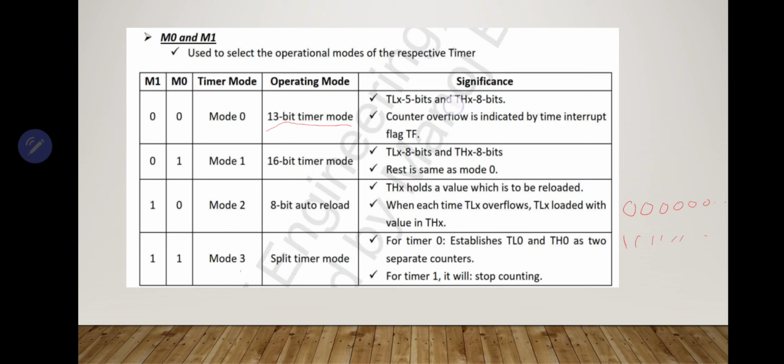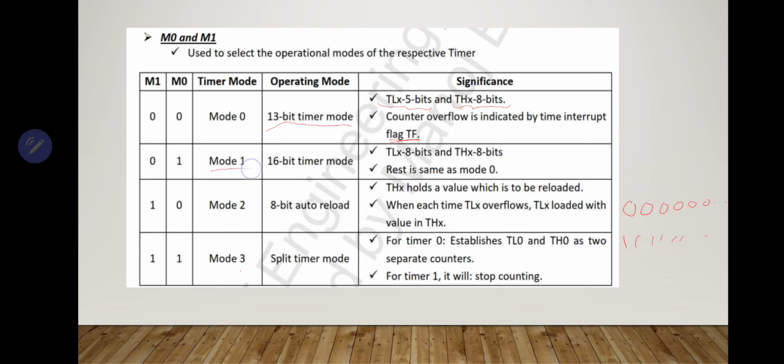The timer higher byte is 8-bit and the lower byte has 5 bits. So when it is used as mode 0, it works as a 13-bit timer mode. Only 13 bits are used: the higher 8 bits and lower 5 bits. Counter overflow is indicated by the interrupt flag TF. If timer 0 overflows, then TF0 will be set. If timer 1 overflows, then TF1 is set. Overflow means it reaches 1111. After overflow, the programmer wants to reset it. This is the case of 13-bit mode.